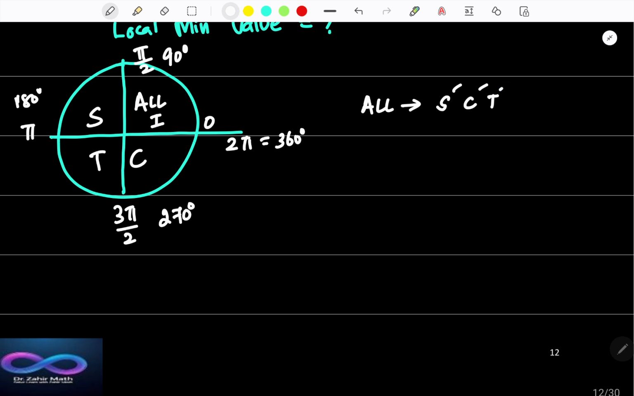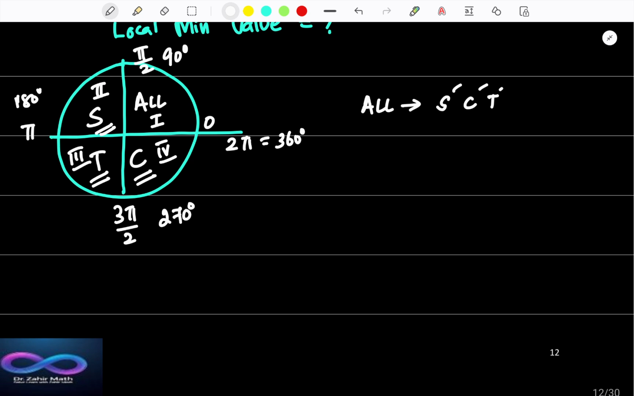So this is quadrant 1, this is quadrant 2, this is quadrant 3 and this is quadrant 4, right? So in the first quadrant sine, tan and cosine are positive, right? Yes. The problem which we are going to do now, you are going to get the solution for cosine. So I'm going to give you the rule only for cosine.